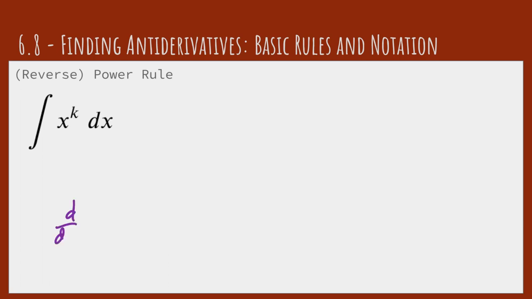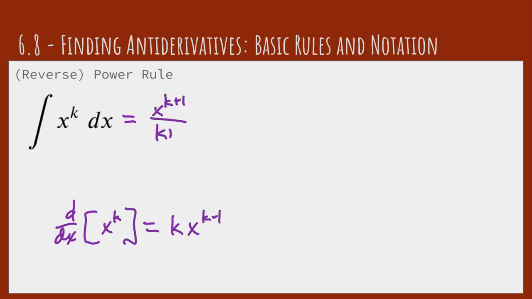So just as a refresher, if we're taking the derivative of x to the k, that k goes out front, and then we decrease the exponent by 1. So for example, the derivative of x to the 12th power is 12x to the 11th. To reverse it, we also have to reverse the order that we do it. So we're going to increase the power by 1, and then we're going to divide by the new power.